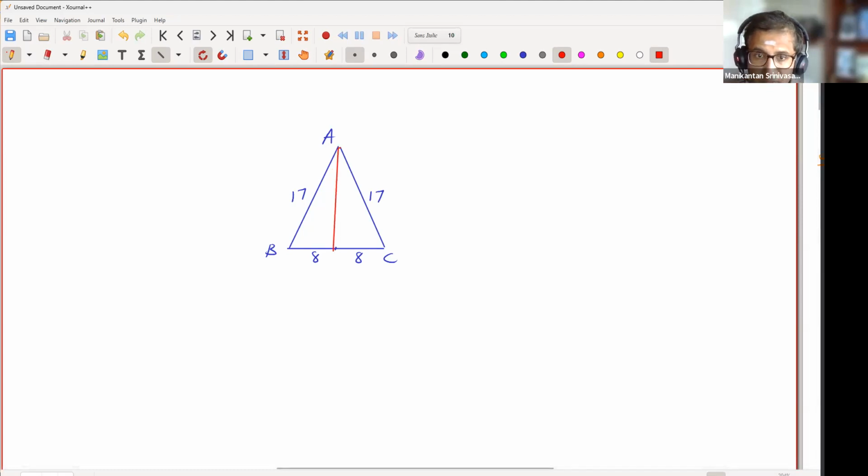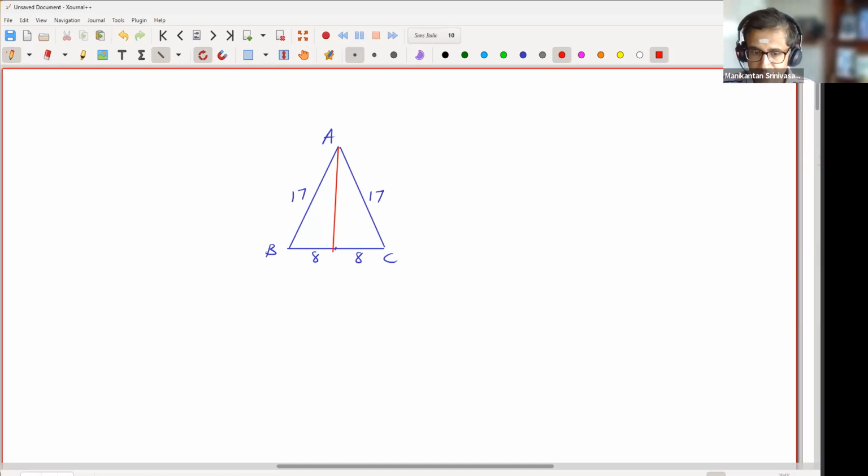We can figure out it's 15 because if I draw till the midpoint of BC, let's say this is M, then these two triangles are congruent, because I know this side is equal to this, this is equal to this, and then this is a common side. Therefore, by the SSS rule, the triangles are congruent. That's the SSS rule, the congruency of triangles.